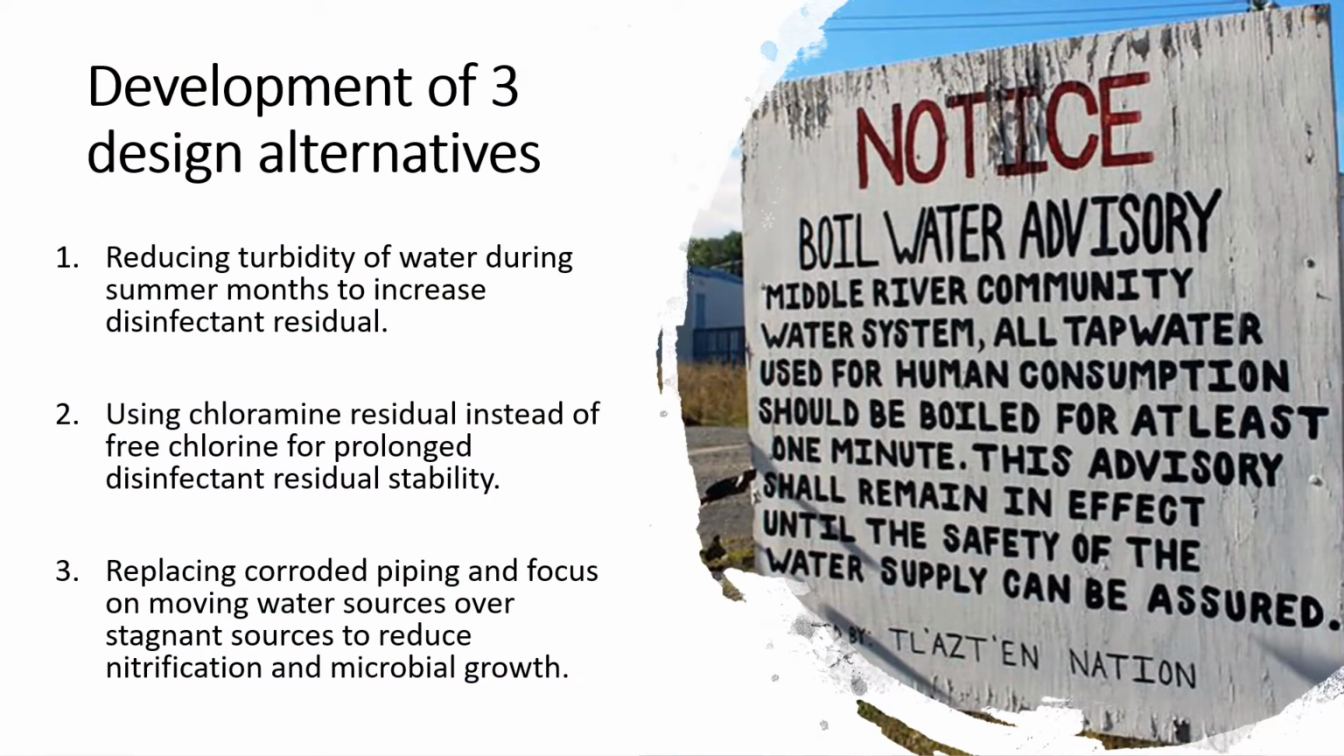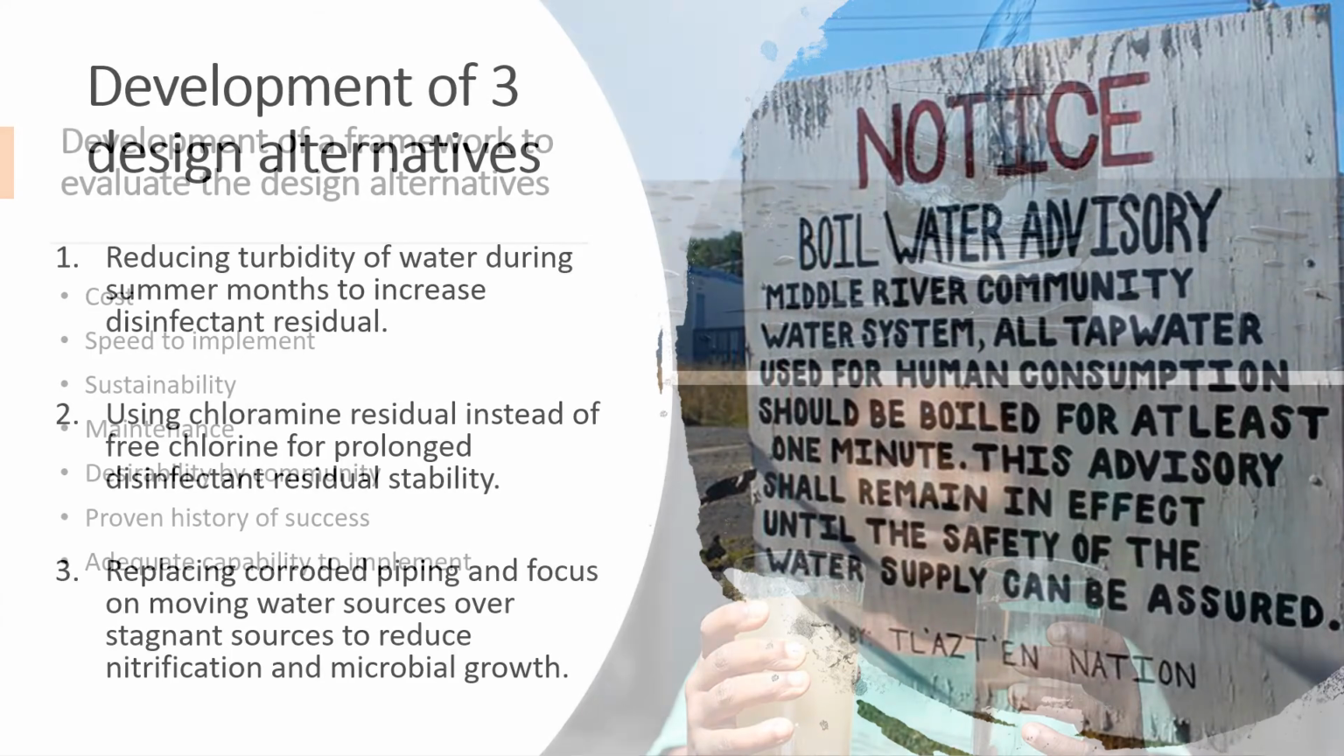We've come up with three potential solutions. The first is reducing the turbidity of water during the summer months to increase disinfectant residuals through sedimentation and filtration. The second is using chloramine residuals instead of free chlorine, as it has a longer disinfectant residual stability. The third is replacing corroded piping and focusing on moving water sources over stagnant sources to reduce nitrification and microbial growth and maintain disinfectant residuals.